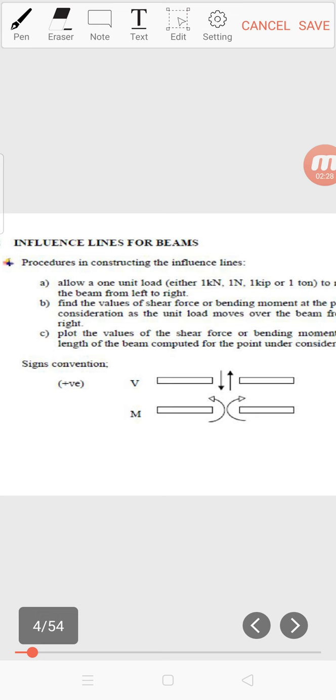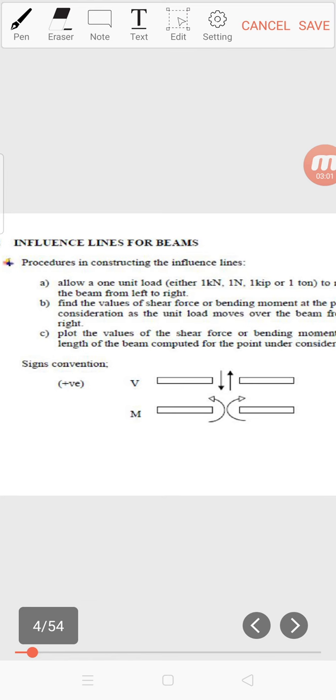For example, you are standing at one end of the bridge, and as you walk along the bridge, the load that you carry from your self-weight will cause the load variation along the span of the bridge. So this load variation is represented by the influence line.